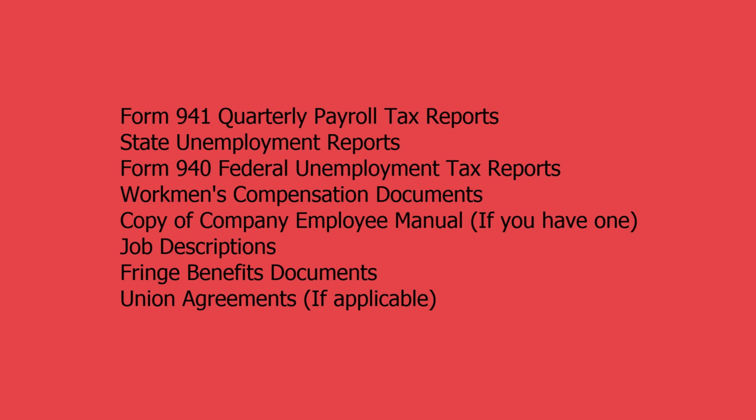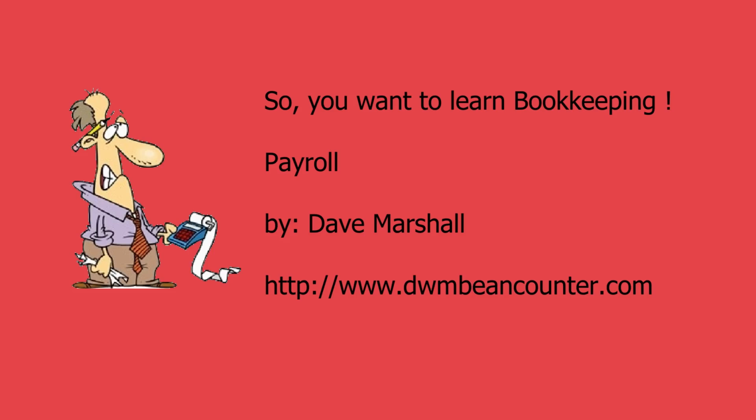Company file. What are some of these company payroll documents? Form 941 Quarterly Payroll Tax Reports. State unemployment reports. Form 940 Federal Unemployment Tax Reports. Workmen's compensation documents. Copy of Company Employee Manual if you have one. Job descriptions. Fringe benefits documents. Union agreements if applicable.